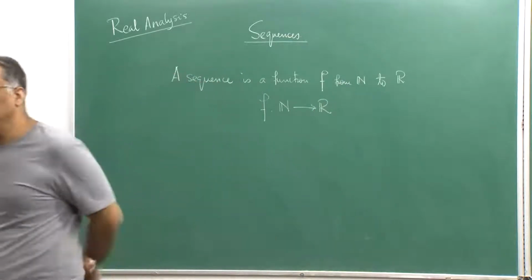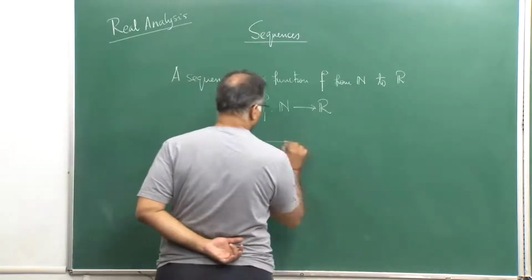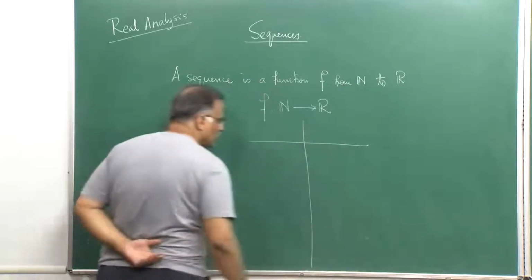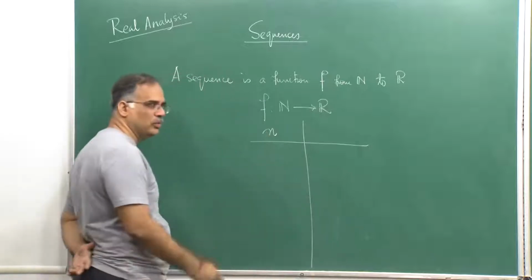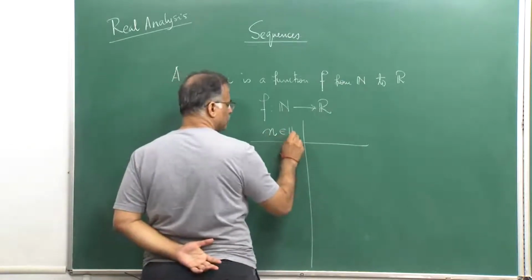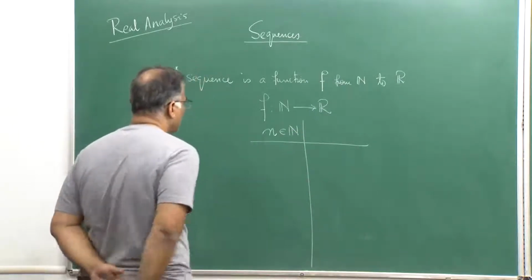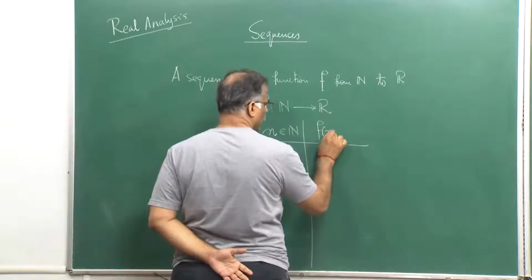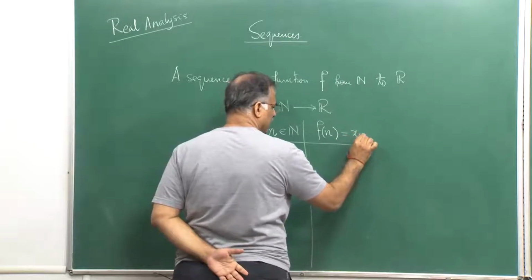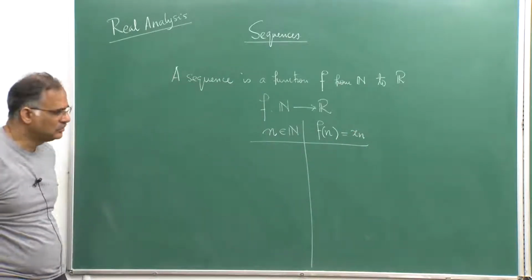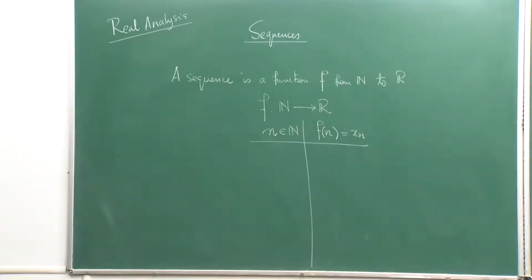So, how do you represent a sequence? The sequence is represented in the following way. We will do it in a tabular form. Here is n, which belongs to capital N, which is nothing but 1, 2, 3, 4, 5, 6, 7, 8, 9, 10, and it just goes on. And this is f of n, which, traditionally the world over, has been denoted by xn.